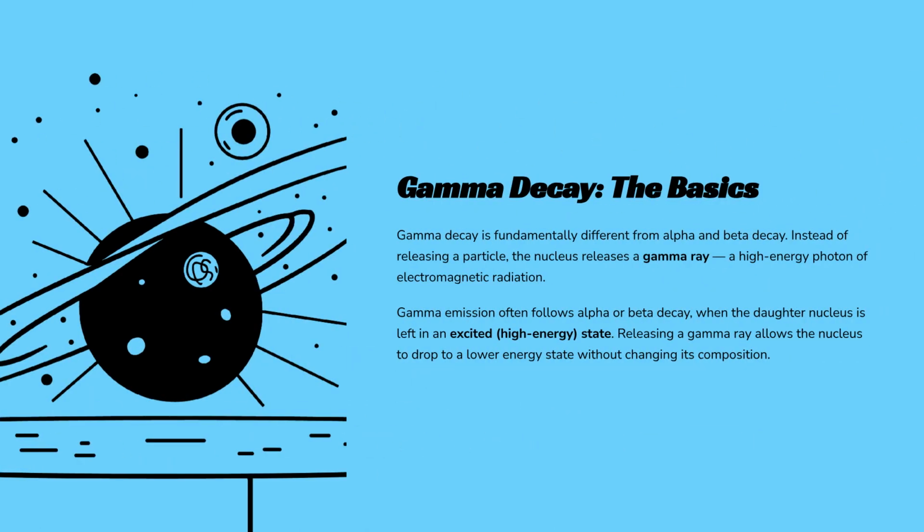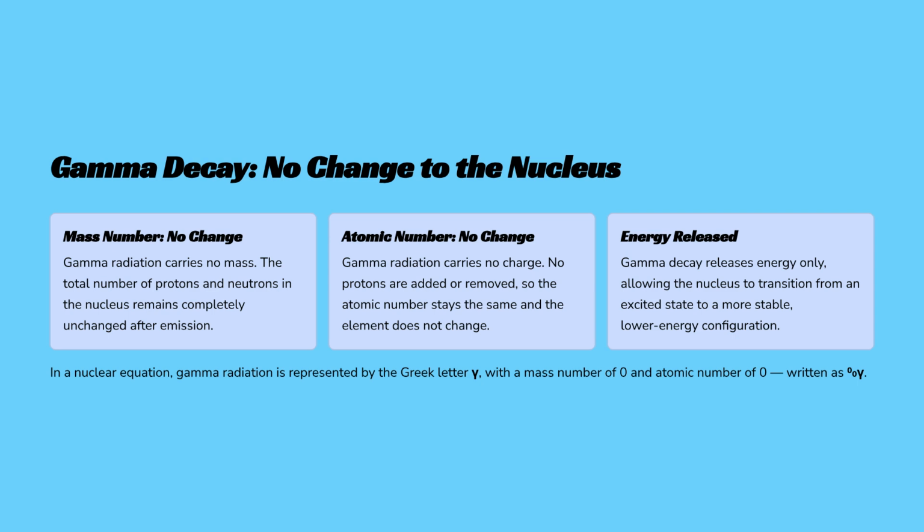Gamma decay is fundamentally different. Instead of emitting a particle, the nucleus releases a high-energy gamma-ray photon to drop to a lower energy state. Because gamma radiation has no mass and no charge, the nucleus remains unchanged in composition. The mass and atomic numbers stay exactly the same.